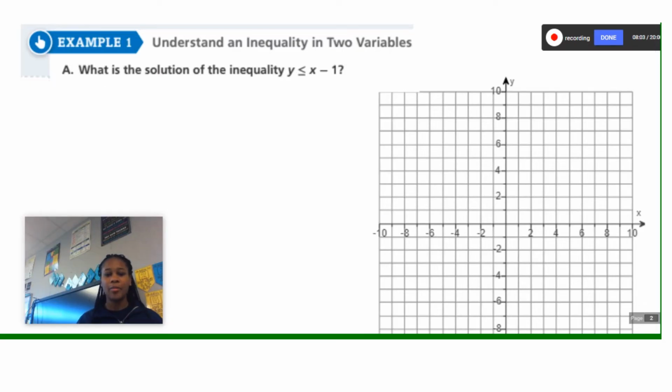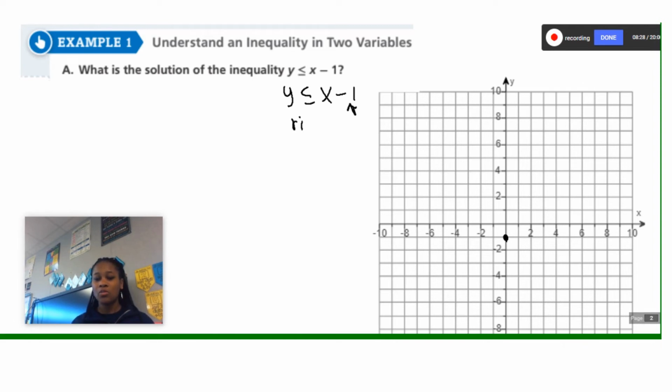Here is an example. What is the solution of the inequality y is less than or equal to x minus 1? Because I already have y on one side of the inequality by itself, I'm going to go ahead and graph my function. So I'm going to start at my origin 0, 0. Since my y-intercept is -1, I'm going to go down to -1 and plot my first point. And then my slope is +1.